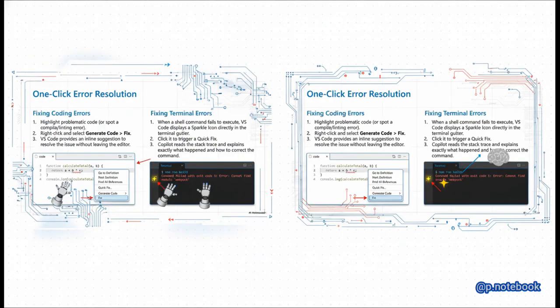And this same problem-solving power, well, it shows up everywhere. On the left, you see the AI fixing a standard coding error right there, in line. But check out the right side. A terminal command has failed, and that sparkle icon pops up right there in the terminal gutter, ready to explain what went wrong and how to fix the command.